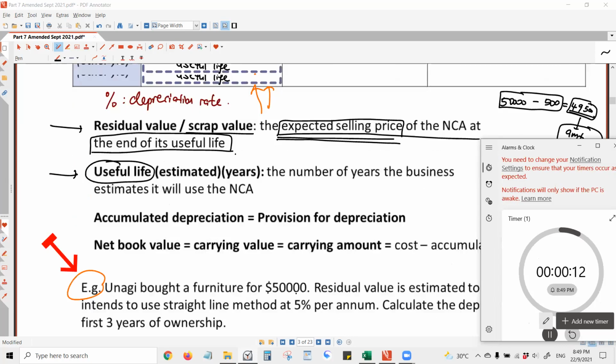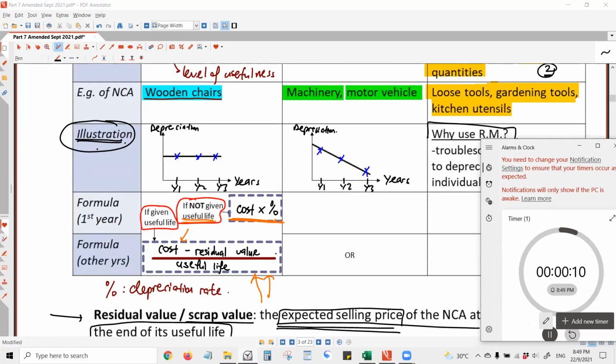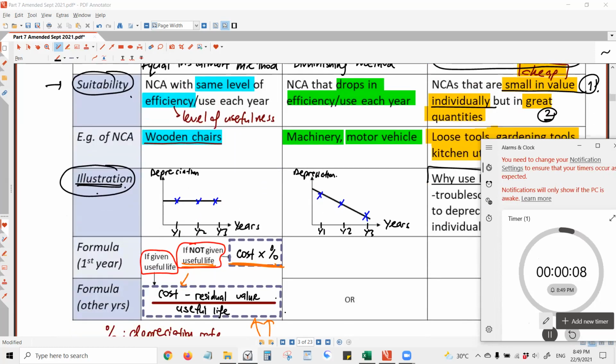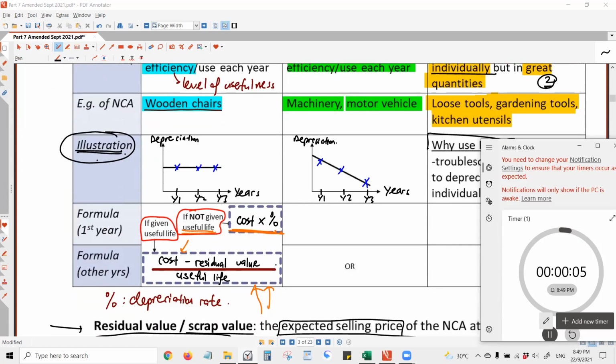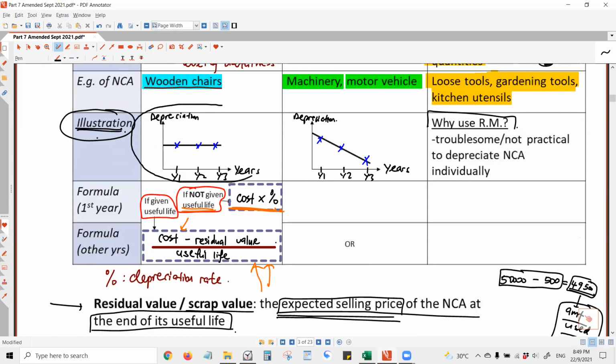And then earlier I also talked about the graph. The graph tells you every year's depreciation should be the same, right? The graph can see. Remember?